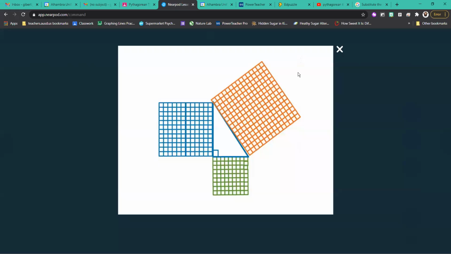Okay, so if we're looking at this and we want to prove that it follows the Pythagorean theorem, first things first, I need to figure out what the different lengths are. I know these are squares, so I'm going to start with the small square. If we look at that one, how many units is that small square? What's the length of this green one?